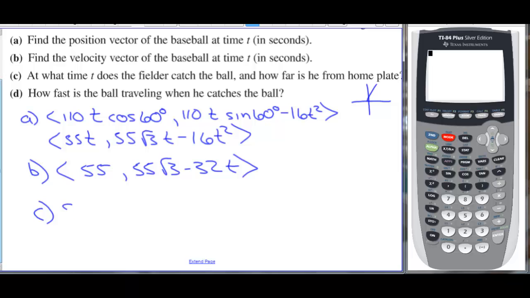So we want 8 equals... Oh, I have the 55. I don't want the original. I want this piece right here. 8 equals 55 square root of 3 t minus 16t squared. So we can do this two different ways. We can minus the 8 over and find out when it's 0, or we can just set it and find out when that equation is 8.